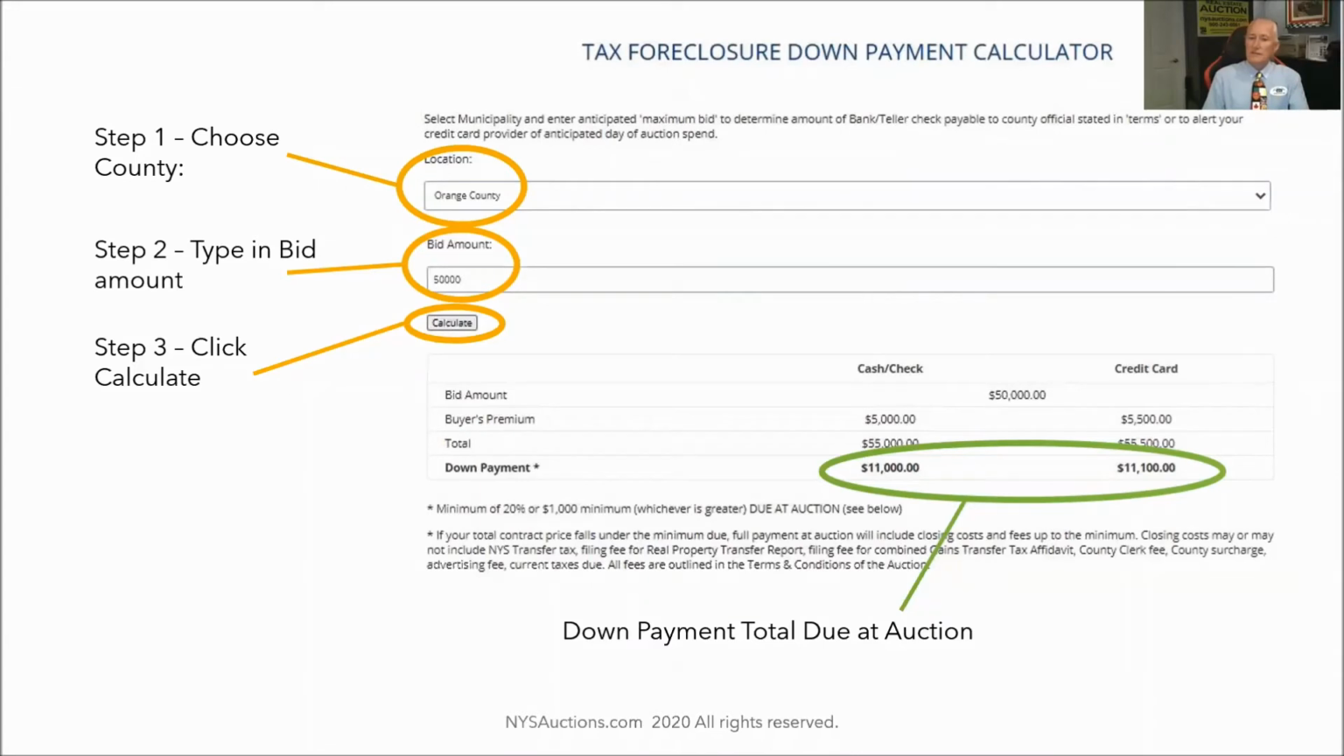So to bid $50,000, you would need $11,000 in cash at the auction, or a bank or teller check payable directly to Orange County Commissioner of Finance. If you're using a credit card to bid $50,000, you need to have your credit card able to process with us $11,100. So it's a great tool. We have people already on our website using this and testing it out, and they have great feedback on it. It's really something that I think going forward is going to help you decide what you need to do to be prepared for the auction.